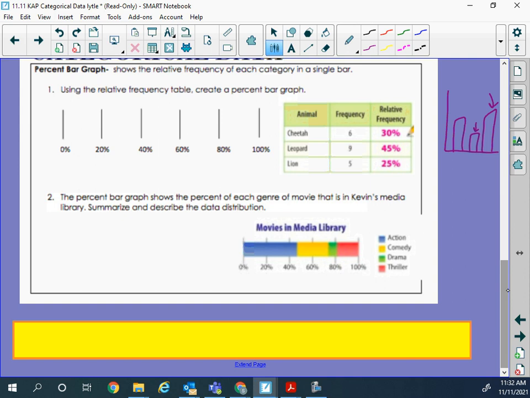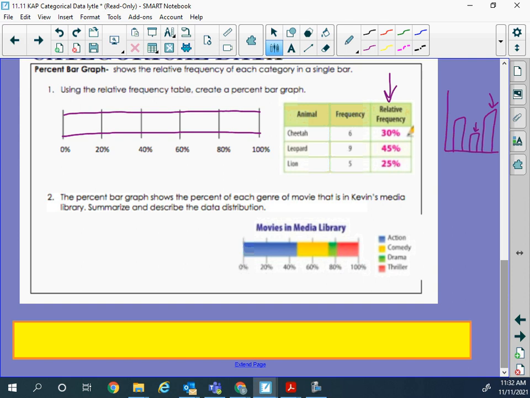Okay, so now what we're going to do is come up here to this first example, and we're actually going to build one. Okay, so it says using the relative frequency table, create a percent bar graph. So first, start by making a bar. Did you make a bar? Okay.